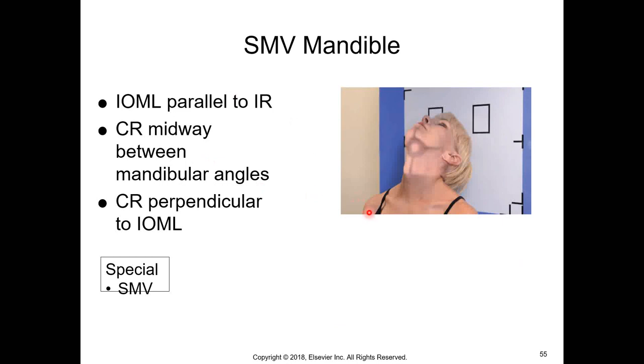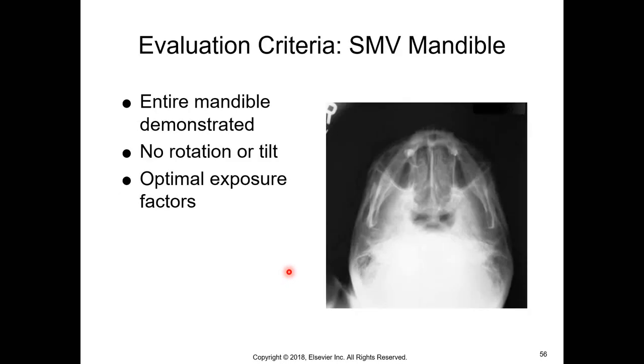SMV for mandible. SMV is an SMV. Your IOML is parallel to the image receptor, midway between the mandibular angles, and you just want good penetration so that you can see the mandible. Okay, so you can see the entire mandible. Here's your angles, your body, your mentum, your body, and again, your angle on this side.